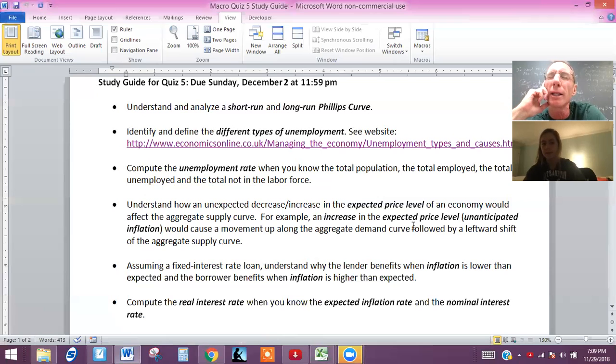And the other way to think about that is if the suppliers expect prices to go down, then they're going to want to sell everything off now before the prices drop, and they'll get lower prices for it.